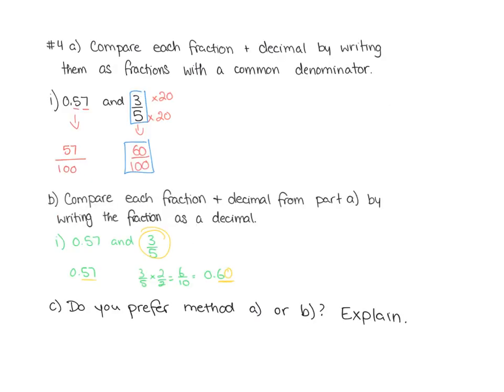Part C asks you whether you prefer the method that you used in part A, where you turn them both into fractions with a common denominator, or whether you preferred the method in part B. There's no correct answer to this, it's just what is your preference, and you have to also be able to explain why. Which one do you find easier?